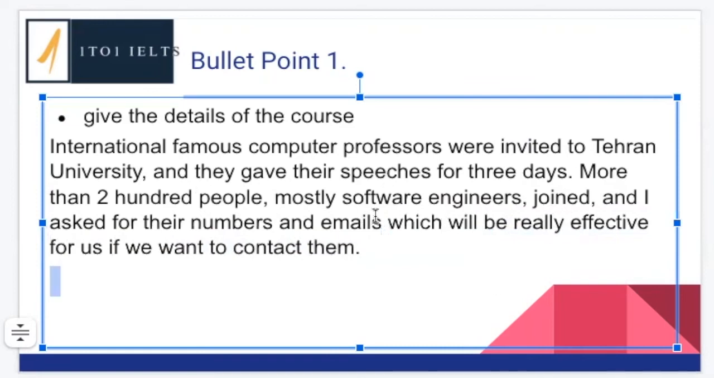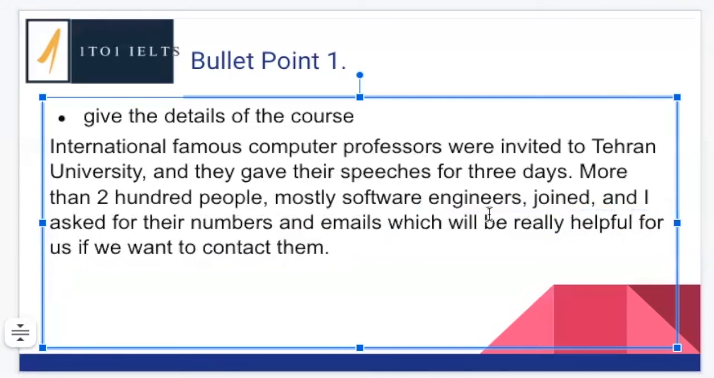So more than 200 people, mostly software engineers, joined, and I asked for their numbers and emails, which will be really effective for us. Here, I think really helpful would be one handle, which will be really helpful for us if we want to contact them. Okay.